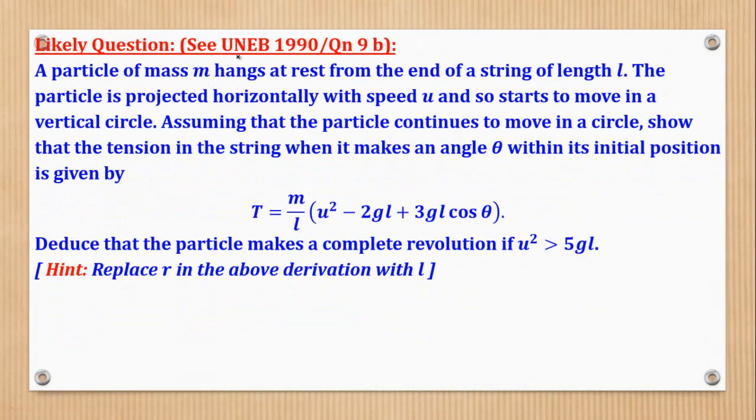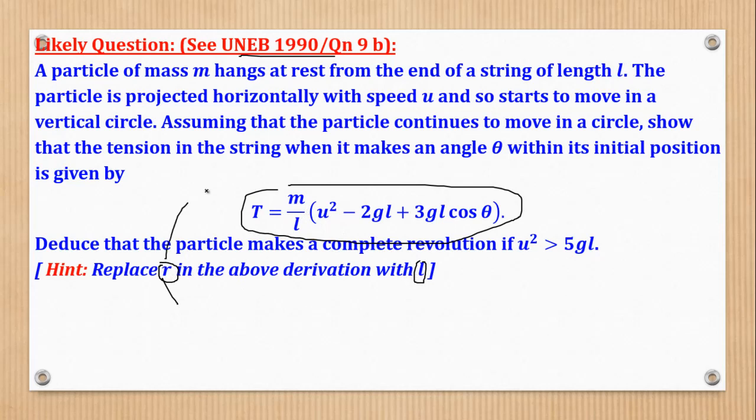So this likely question came from UNEB 1990 paper 2 question 9b. If you look at it, it is similar to the proof we have just made. The only difference is that where we used R as the length of the string, for them they used L as the length of the string. Otherwise, the others are all the same. So what you need to do is just go back to the proof you have made, and where there is R, you replace it with L. You'll be able to come up with the solution to this question.